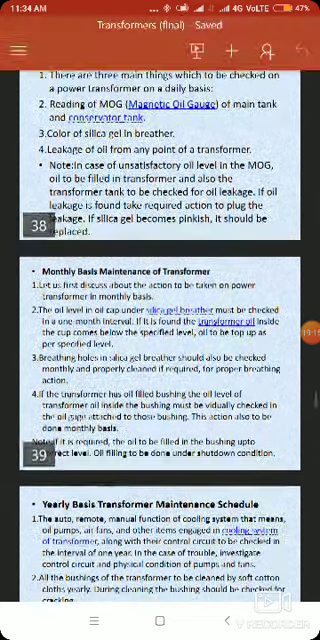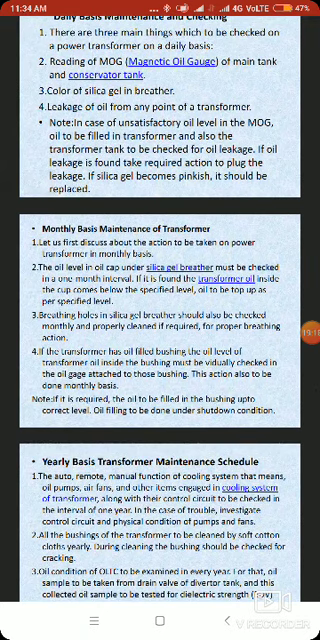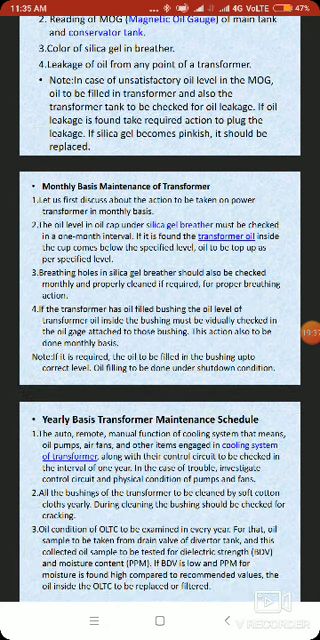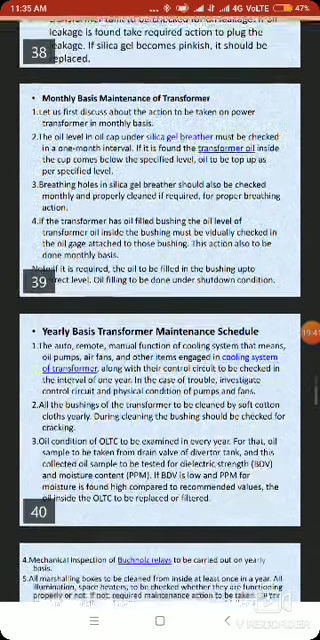If the transformer has oil filled bushings, there are different condenser type bushings, then the oil level is to be checked. Transformer oil level inside a bushing must be visually checked in the oil gauge attached to those bushings. This action is also to be done on a monthly basis. Now, these are the mainly corrective actions to be done yearly.